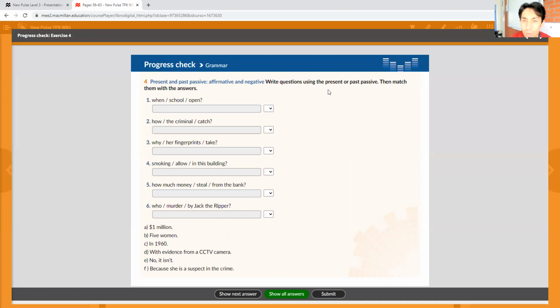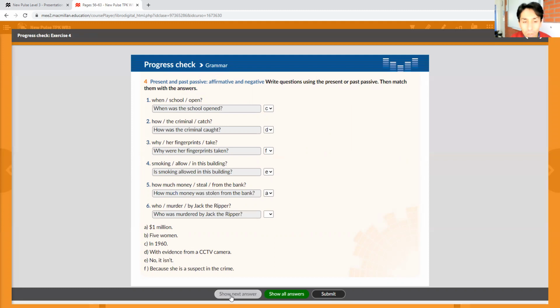Write questions using the present or past passive, then match them with the answers, okay? When was the school opened? C. How was the criminal caught? D. Why were her fingerprints taken? F. Four, is smoking allowed in this building? E. Five, how much money was stolen from the bank? A. And last one, who was murdered by Jack the Ripper?